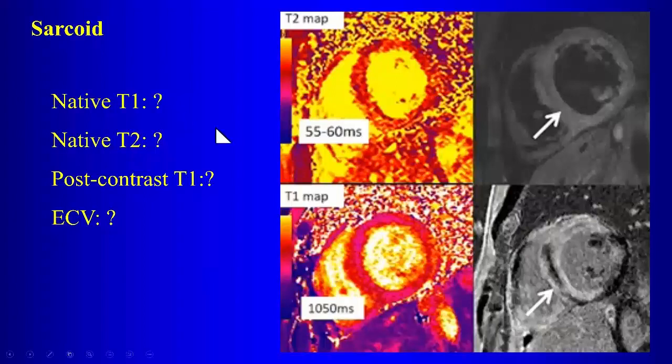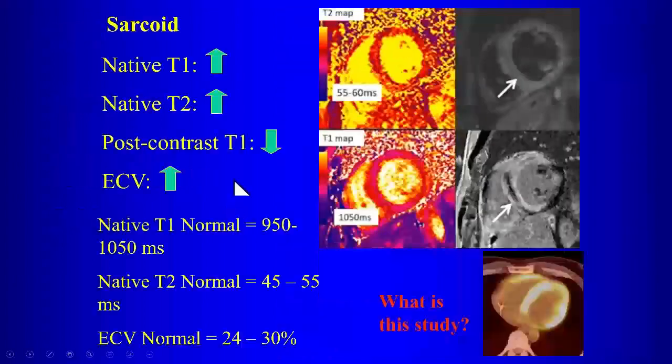The native T2. Yep, post-contrast T1, decrease in ECV. So native T1, native T2 go up, post-contrast T1 goes down, and the ECV would go up. By the way, there's another study that can also be done in patients if you suspect cardiac sarcoid.